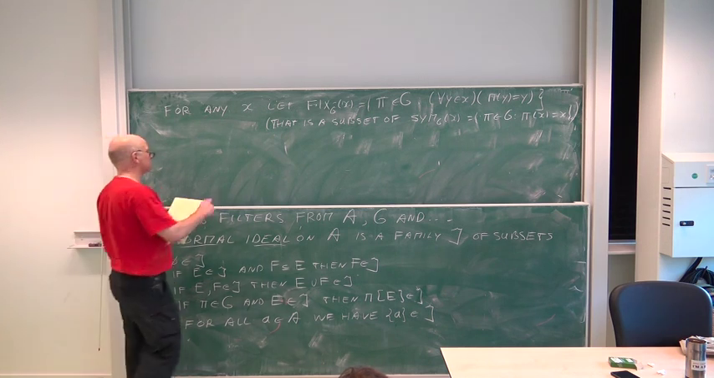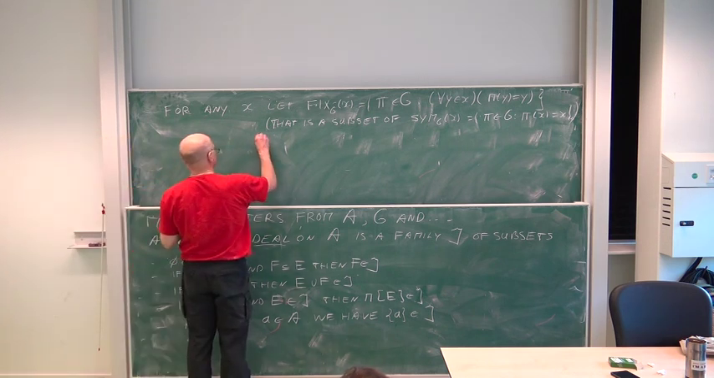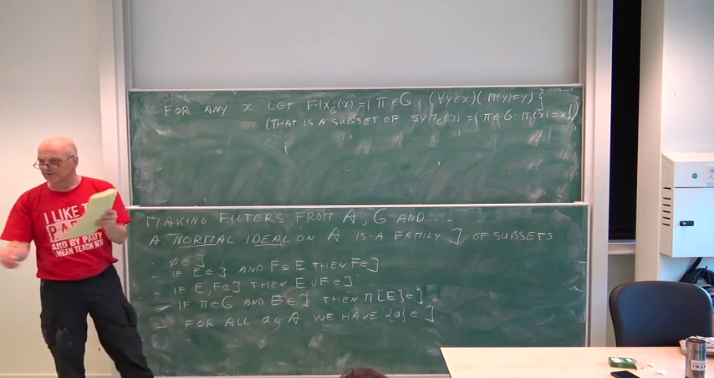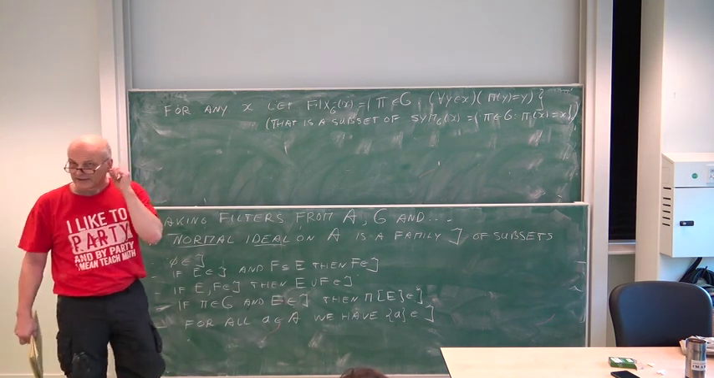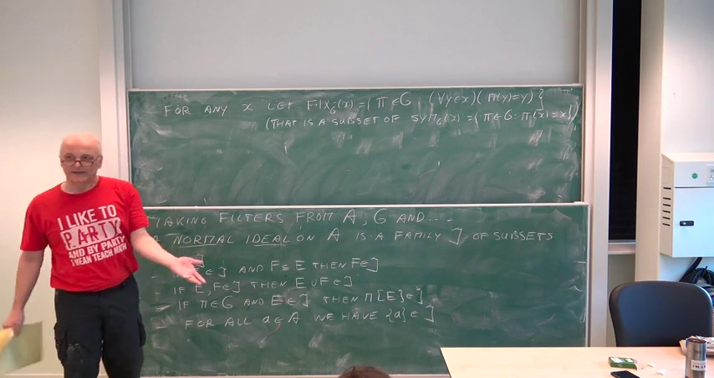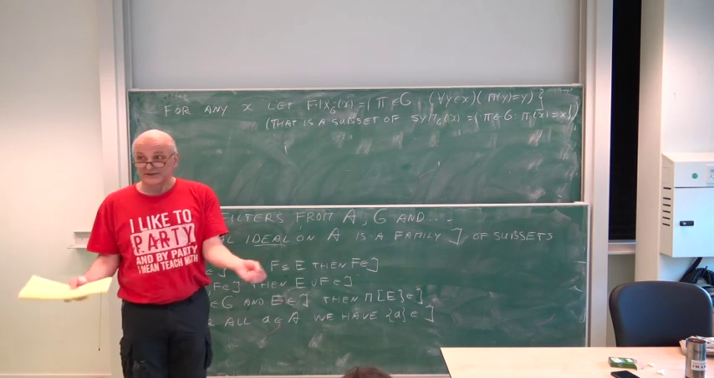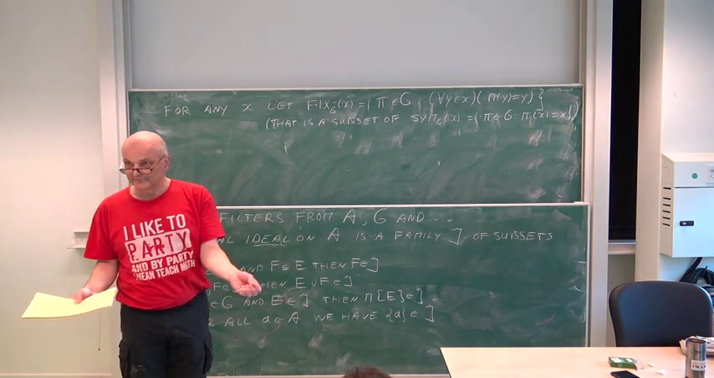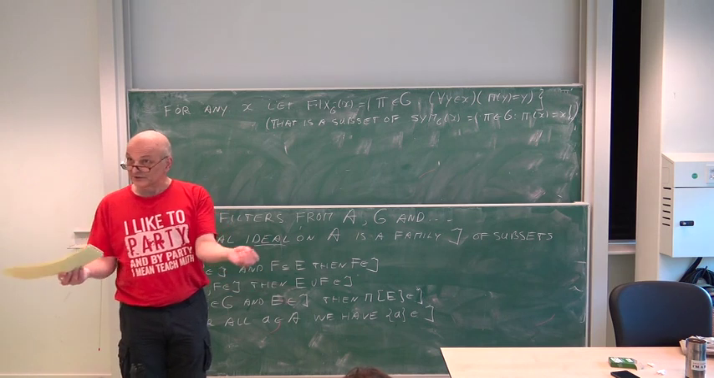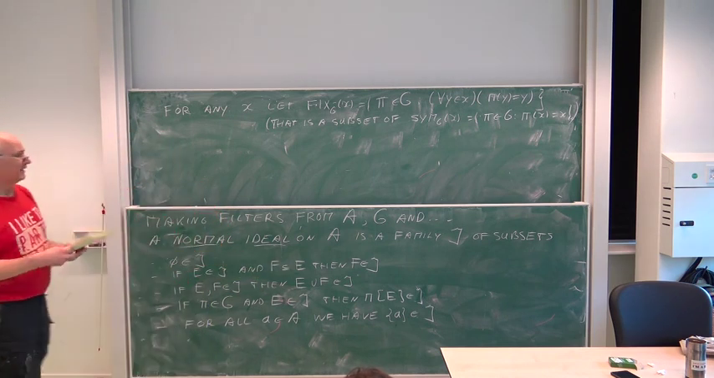For example, I had the fix already in one of the exercises, I think, about the well-ordering thing. So the fix of A is just the identity. That's a set consisting of just one permutation.